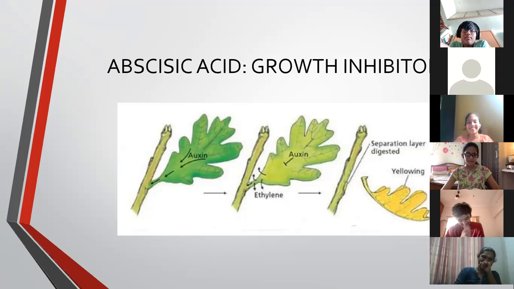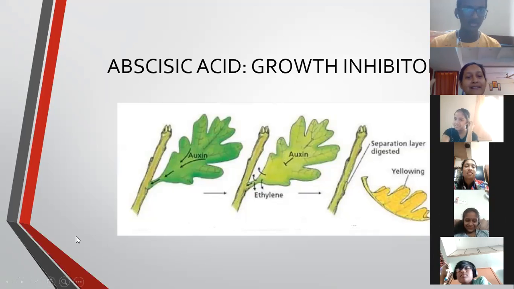Yes, poor plants can't walk, so they won't be pushing or pulling anybody, but the stem cannot hold it and it will fall down. So abscisic acid inhibits. That doesn't mean that it is a bad hormone.